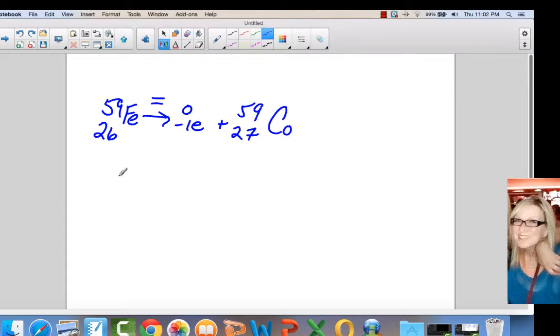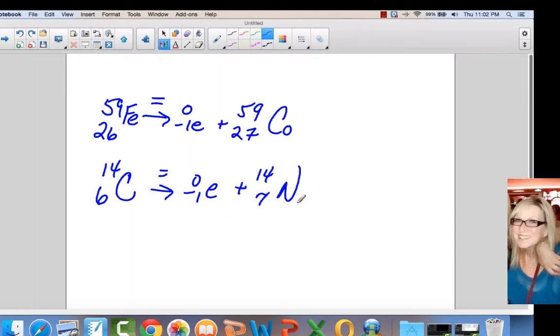If I said show the decay of carbon-14, we would go to table N, and we'd see that carbon-14 has beta decay. And therefore, if this is my equal sign, 14, 0 and 14 is 14. This is 6. This has to be 7, because 7 and -1 is 6. And this would be nitrogen. Okay. I think that was a quick review of nuclear.